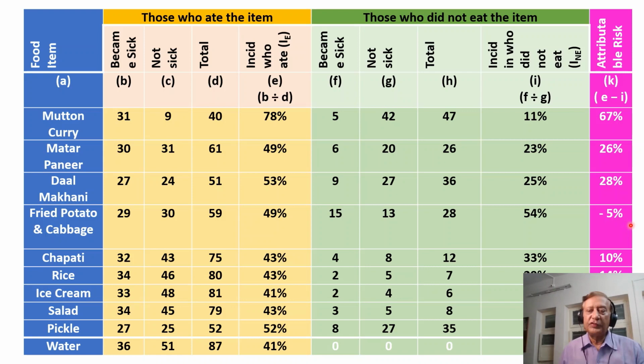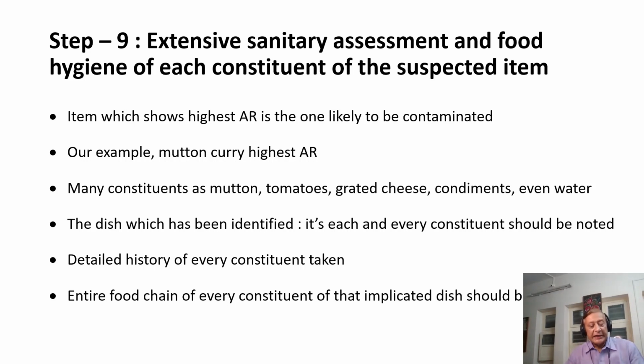Some of the items may show a minus attributable risk, in other words, they are protective, but that does not have much significance as far as our investigations are concerned. Now, the item which shows the highest attributable risk, or AR, is the one which caused the outbreak. And in our case, we found that mutton curry had the highest attributable risk, and therefore mutton curry was the item which most probably caused this outbreak of food poisoning. So, as a sequence in the investigations, we first of all identify the possible meal which was likely to be contaminated, and we found it was the dinner of 22nd August. And after that, we find out which particular dish in that meal is likely to have caused the contamination, and we found that it was the mutton curry.